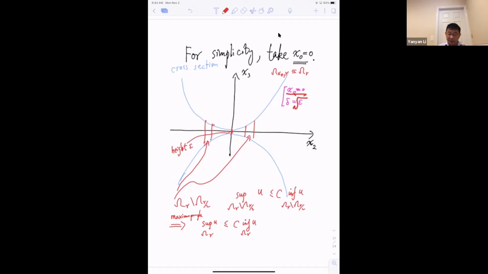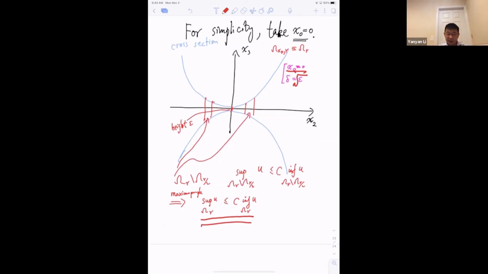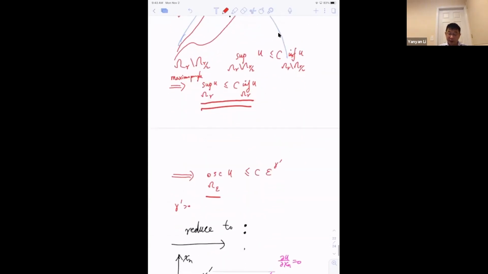once we have this Harnack, the maximum principle will tell us that the sup will be bounded by the inf for the whole thing, not only this shell. For the whole thing you have Harnack. So once you have this Harnack for the whole thing, the oscillation will decay. We will get a beta prime, gamma prime. So this number also goes into the gain.